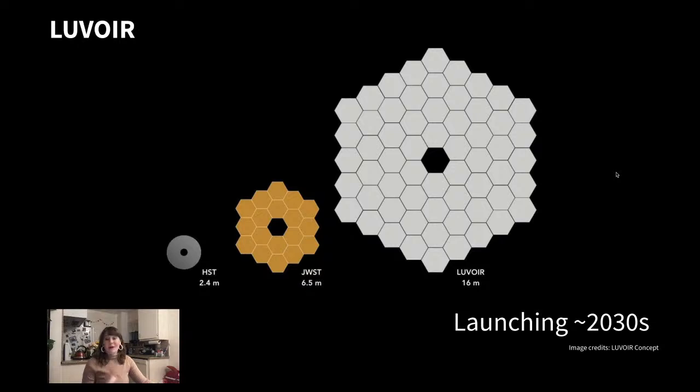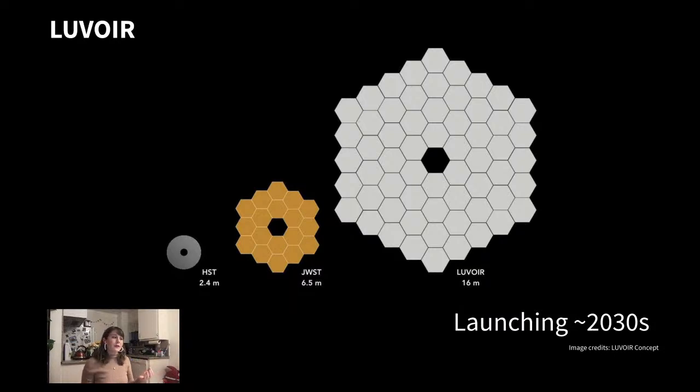And by huge, I mean this. Hubble was 2.4 meters. It got us all sorts of incredible images and so much science, like the famous Hubble Deep Field and basically all of the gorgeous images you can think of. A lot of those came from Hubble. And James Webb is already going to be a big step up in mirror size from that. And the proposed mirror for LUVOIR is this whopping 16 meters that makes even James Webb look small.